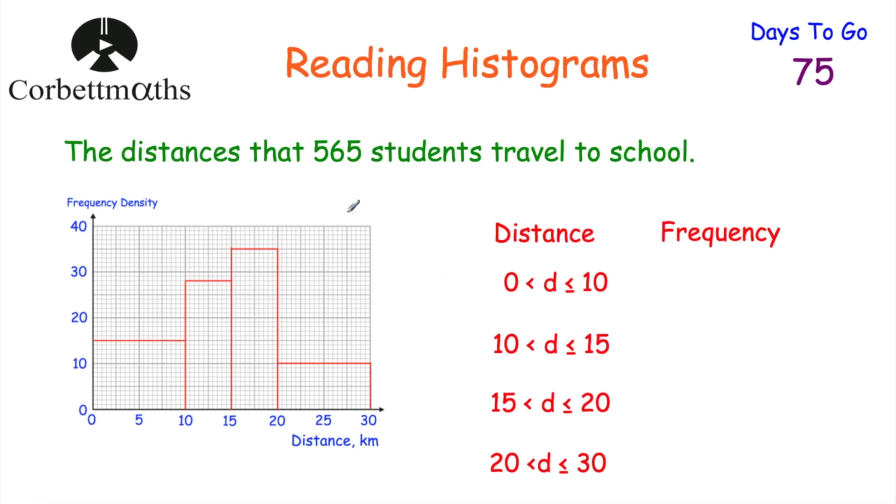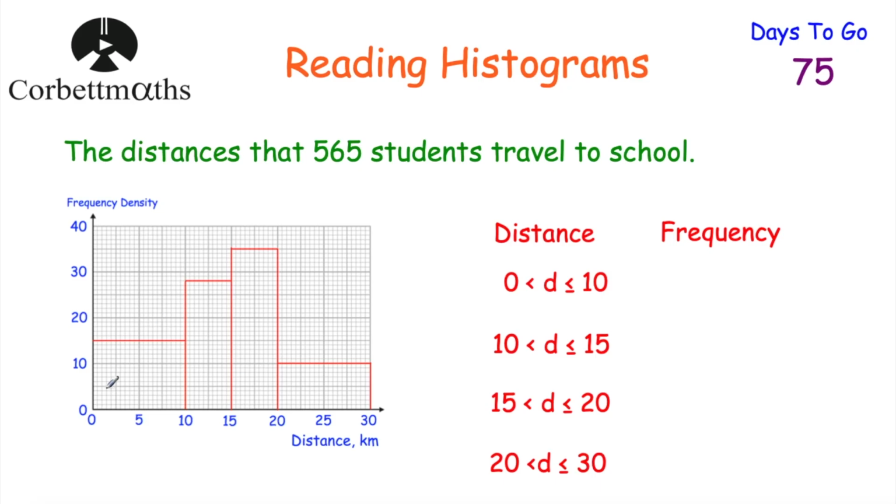Let's have a look at a question now for you to try yourself. We've got this histogram, and it represents the distances that 565 students travel to school. This histogram shows us that some travel between 0 and 10 kilometers, some between 10 and 15, some between 15 and 20, and some between 20 and 30. I would like you to find these missing frequencies. Pause this video and do that now.